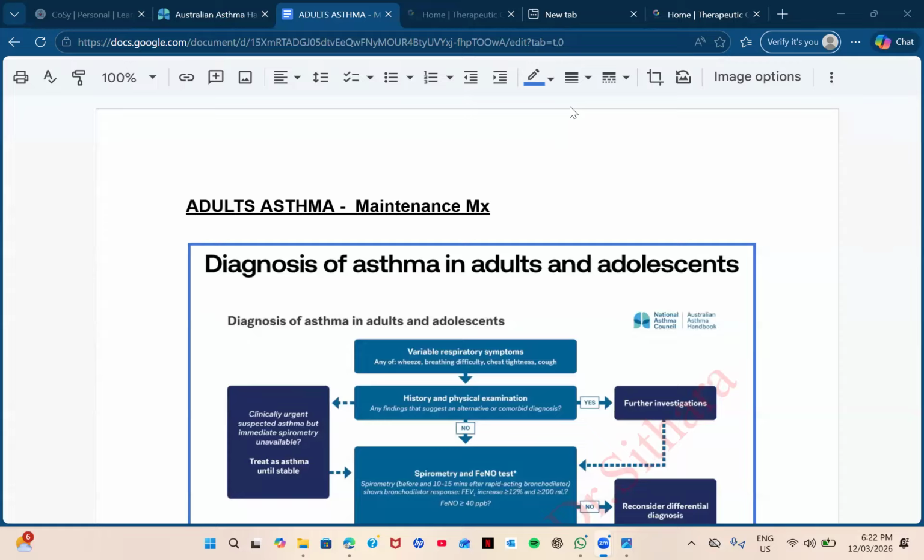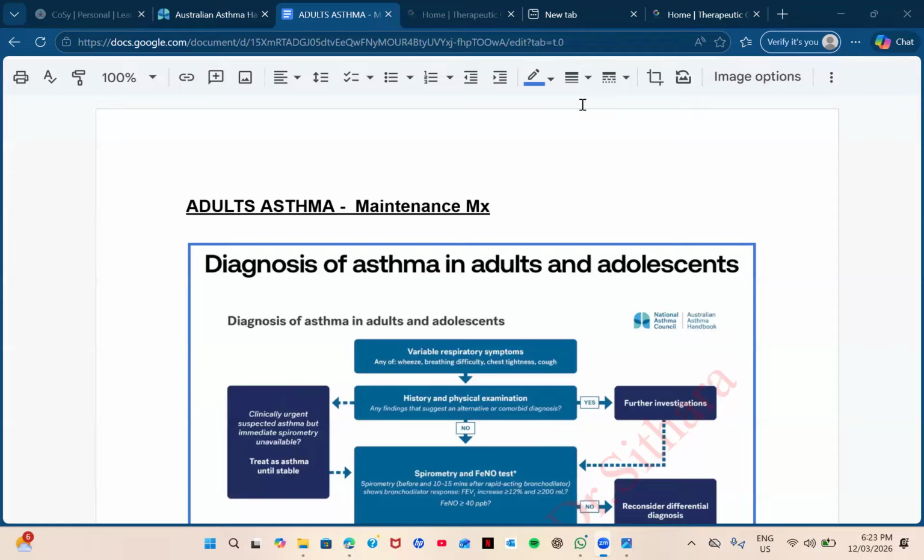What are they doing? They dilate the airway. They open the airway and ease the symptoms. So what are the examples? What are the drugs that can be used as relievers, doctors? Give me an example. Okay, salbutamol, terbutaline, right? And ipratropium as well.